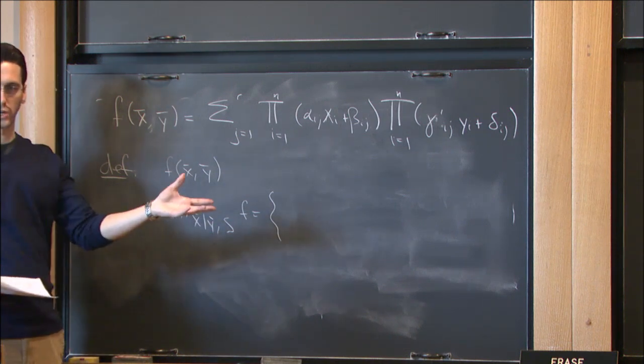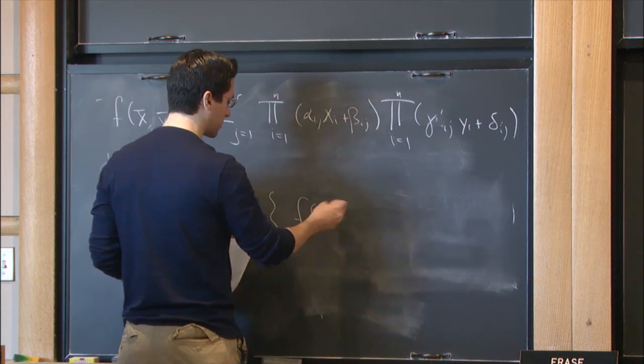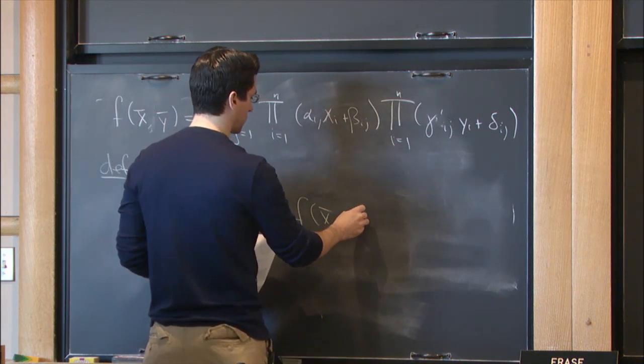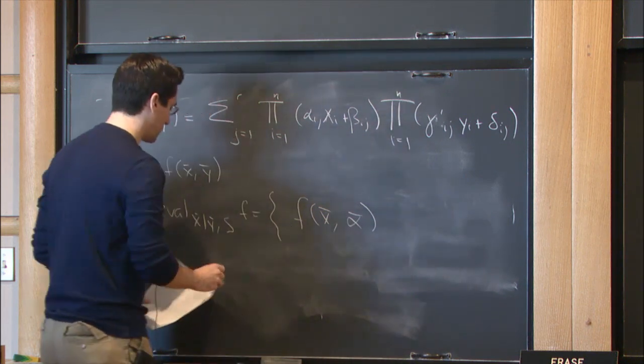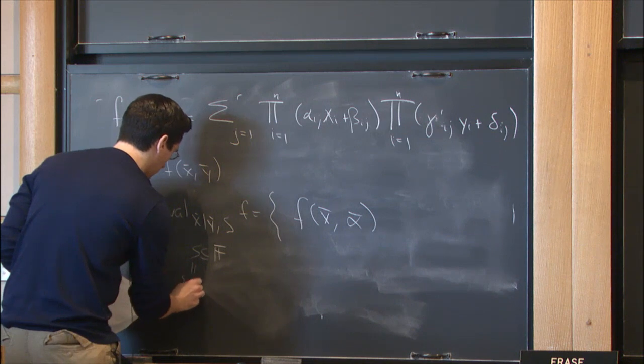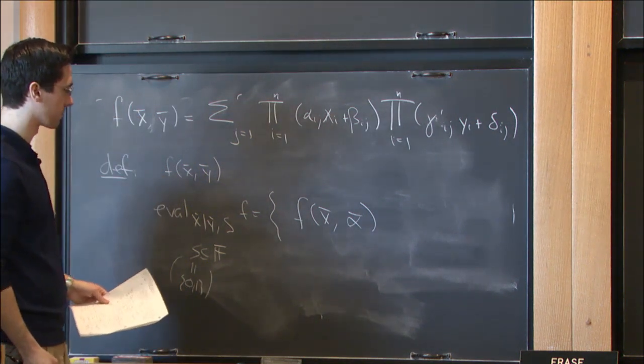And I'm going to look at all of those partial evaluations. OK, so I'm going to consider x to be untouched. I'm going to replace the alphas. So S will be a subset of your field. And you can think of this as just 0, 1, because that's what it's going to be in the end.